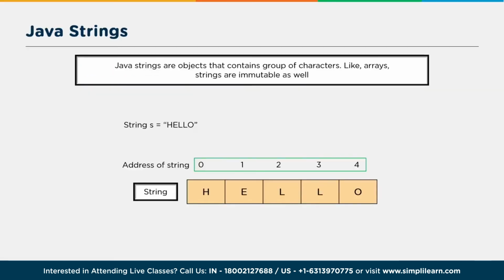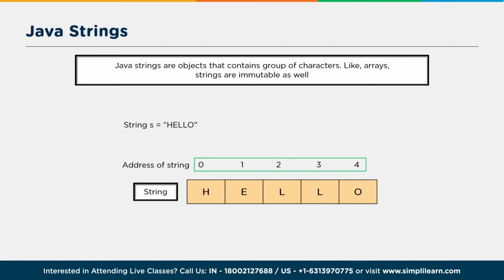Let's see what strings are and how we can use strings in Java. Java strings are objects that contain groups of characters. Like arrays, strings are immutable as well. Immutable means once a string is created, it cannot be changed or manipulated. If we use a string hello, it is stored in a memory location like this. 0, 1, 2, 3, 4 are the addresses of the locations where each character of the string is stored.